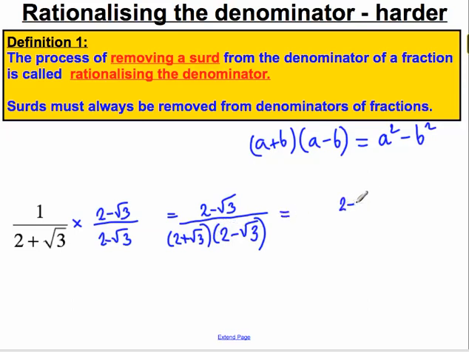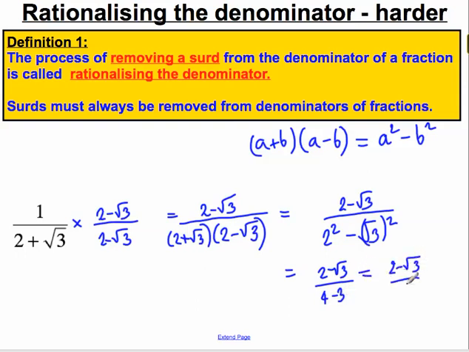Therefore on the top we still have 2 minus root 3, but on the bottom, well, we have the first number squared, 2 squared, subtract root 3 squared. 2 squared is 4. Root 3 squared is 3, so you end up with 4 take away 3, which is 1. This simplifies to 2 minus root 3 over 1, but a mathematician would probably write that as simply 2 minus root 3.